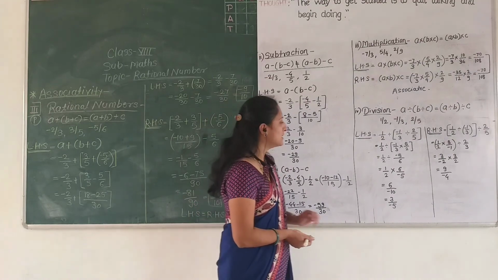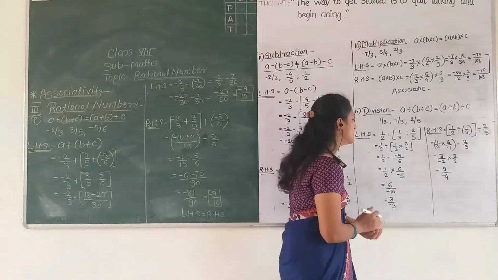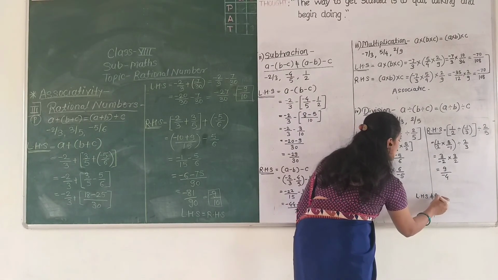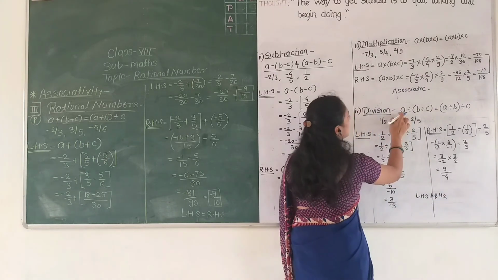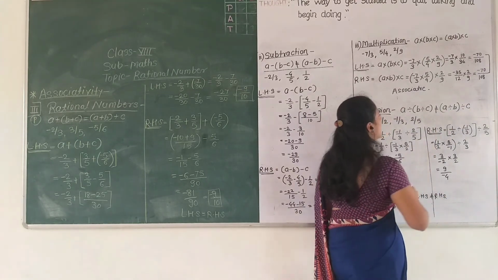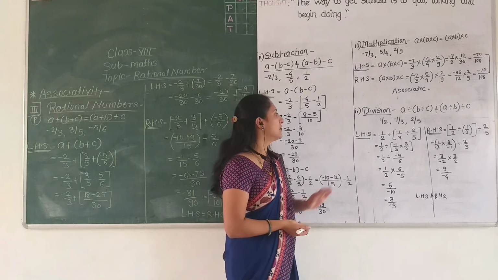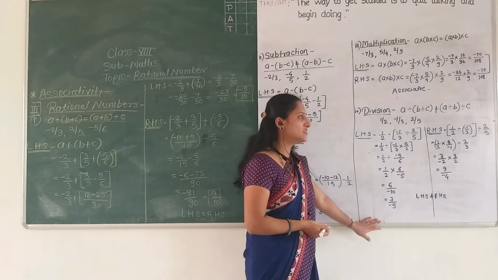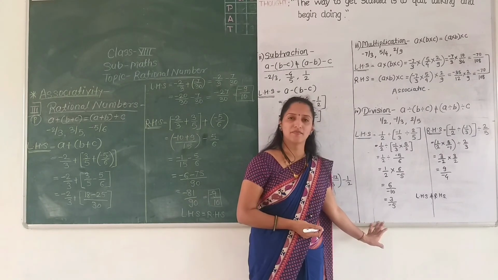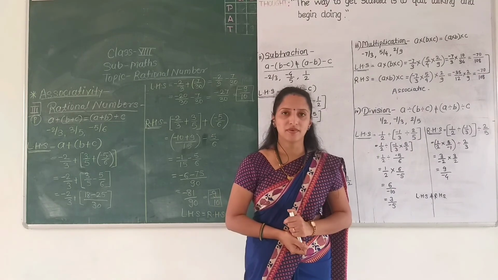Okay, so look at here LHS and RHS. Here LHS is not equal to RHS. That means here A divided by B divided by C does not equal A divided by B divided by C. Now this shows that division is not associative for rational numbers. Division is not associative for rational numbers.